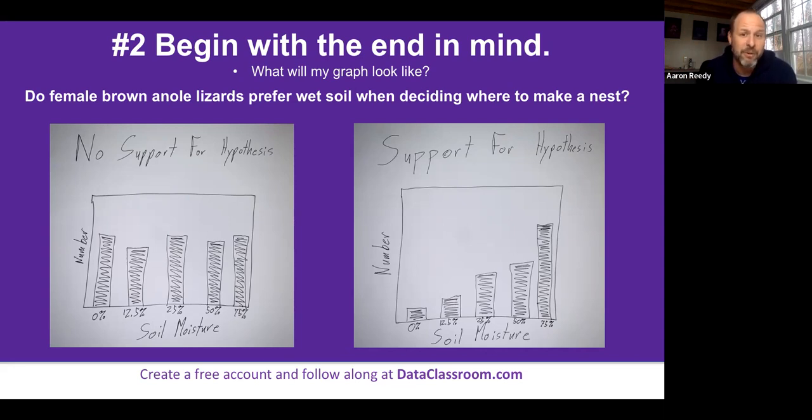I guess that's one thing I didn't really define: the hypothesis you're testing here. The null hypothesis is that there is no preference for moisture. The alternative hypothesis is that there is some preference for moisture, whether it's high or low moisture. And this example is what it would look like if there was a preference for high moisture.